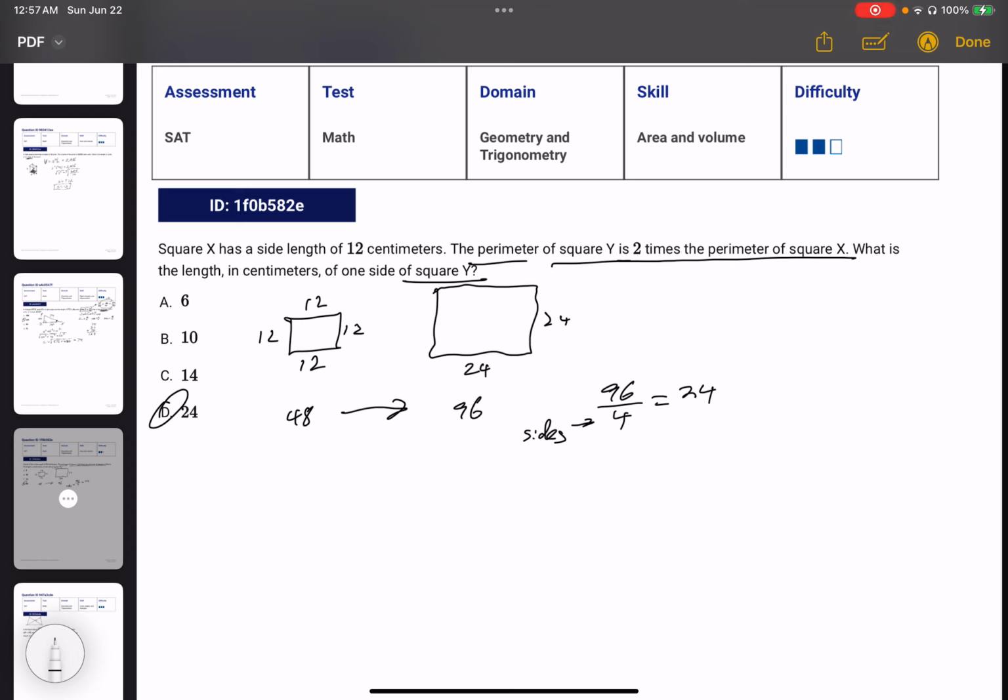I look at this problem and I just see, oh, it's going to be 24 since the perimeter is 2 times. Each side is going to be 2 times. A little more intuitive way of thinking about it. But if that doesn't come to mind, just step by step mathematically, you won't go wrong. And yeah, we're going to stop at this one for today.